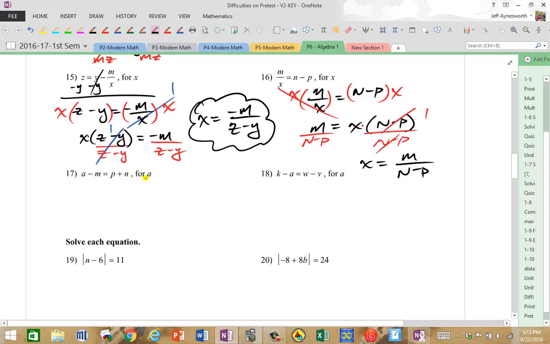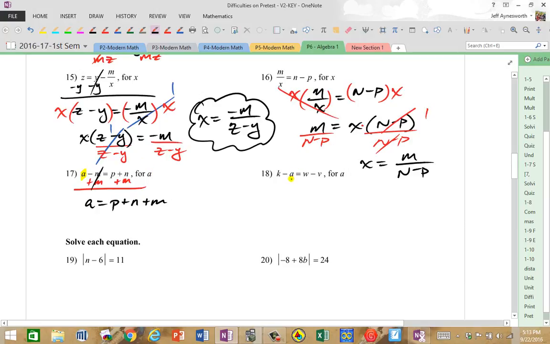Okay, solving for a here in this one. So here's a right here. Just find it. And add the opposite, add m. This one's totally simple. So these cancel and you get a is equal to p plus n plus m. And you're done. I solved for a right there.